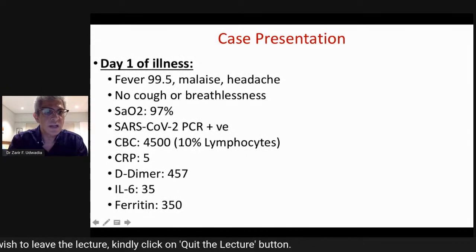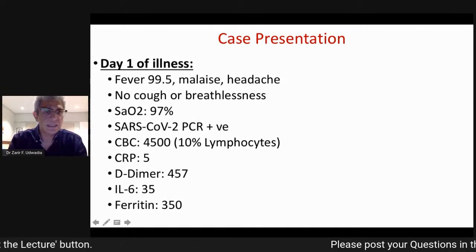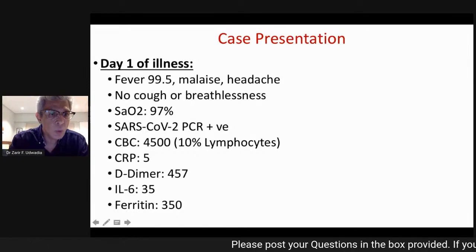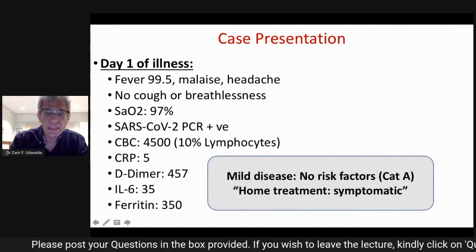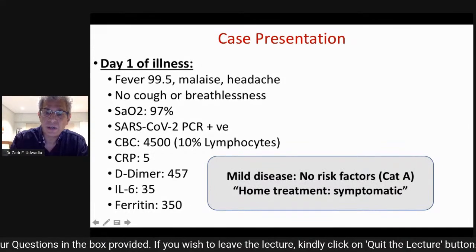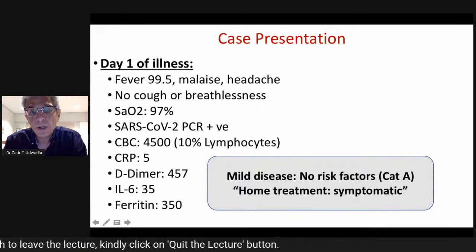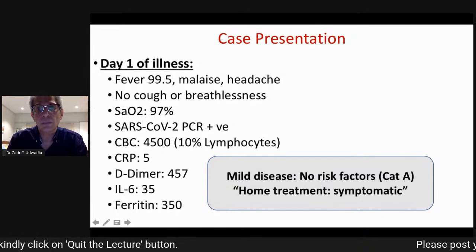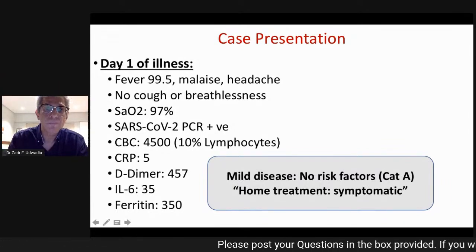And on the day 1 of illness, she had none of the adverse prognostic parameters that I talked about, none of the clinical ones, none of the lab ones either. And my assessment was mild disease, no risk factors, therefore category A, safe to continue home treatment. And what was my home treatment recommended? Symptomatic treatment. Paracetamol, anti-allergics, nothing else required.